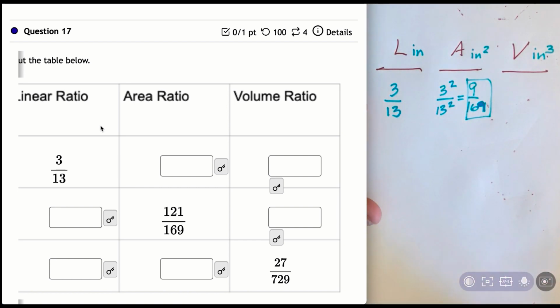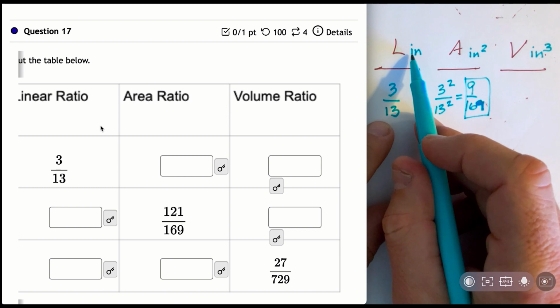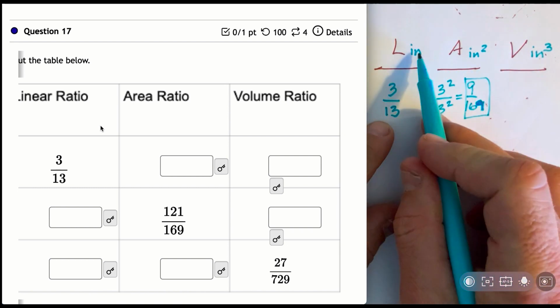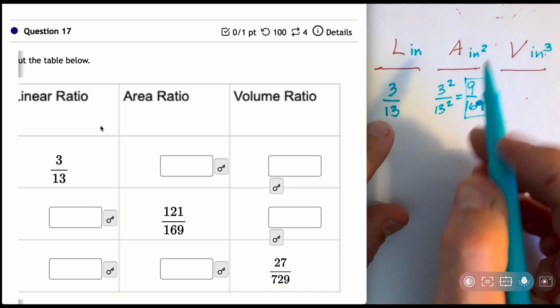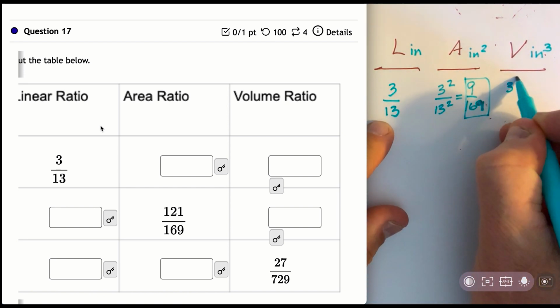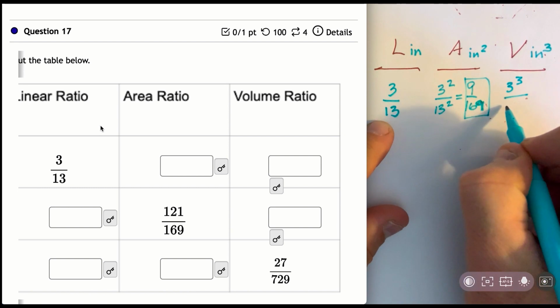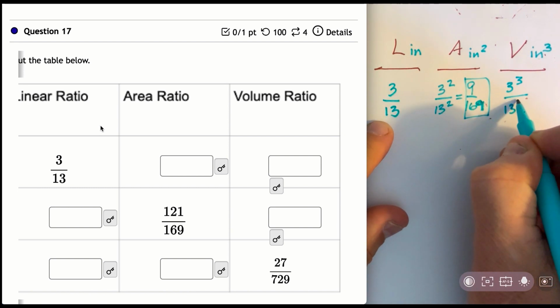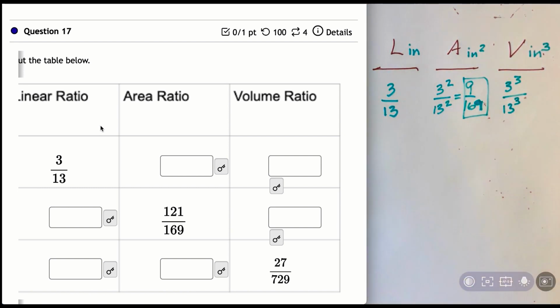Knowing your times tables will help you do that kind of question as well, but this next one for cubing is a little more difficult to do. Again, if you know the inches and you want to change it into volume, all you do is take your inches and cube them, right? So I would do 3 cubed over 13 cubed.